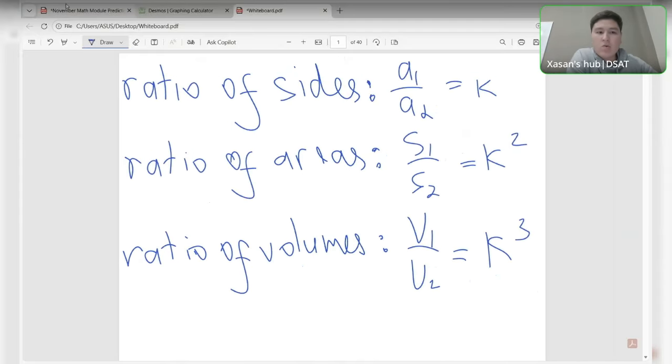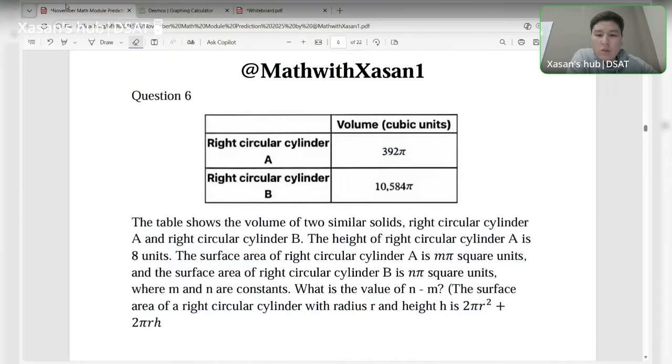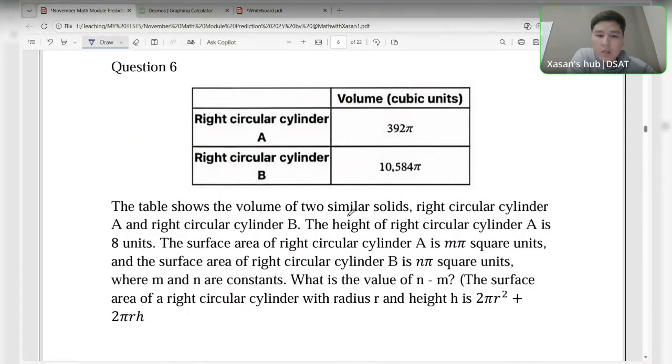And now let's move on. You guys are given what? The table shows the volume of the two similar solids, cylinder A and cylinder B, and the height. Guys, look, that was given now, the height. I saw some guys solve with the radius. No, it is height equals 8 units.